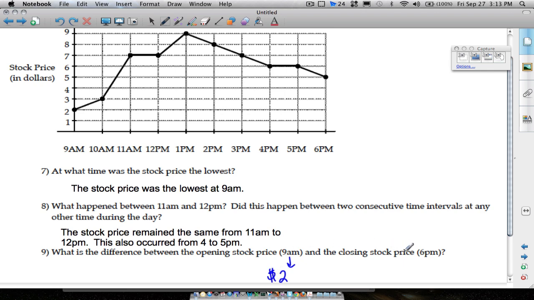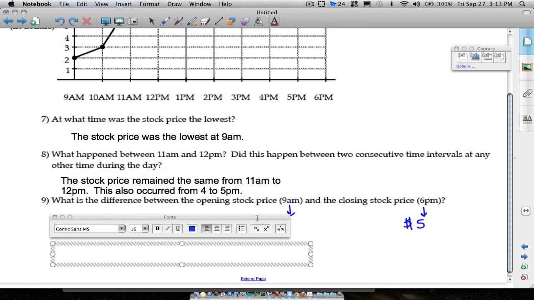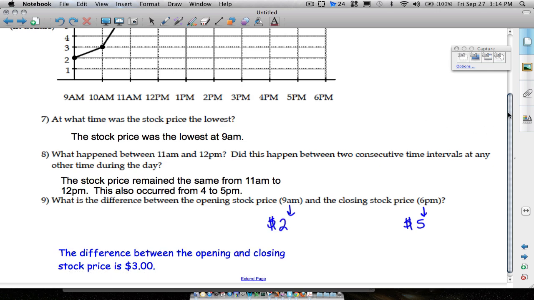and the closing stock price at 6 p.m. It closed at 6 o'clock at $5. The difference between those is $3. So let's put that in a sentence. The difference between the opening and closing stock price is $3. And again, all that came from the line graph.